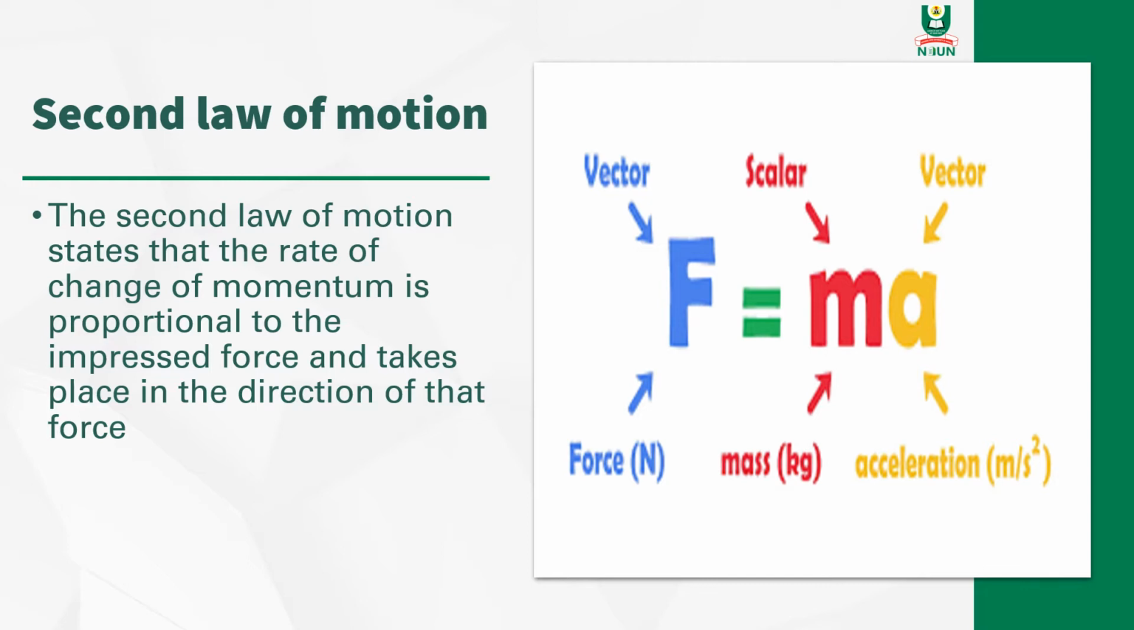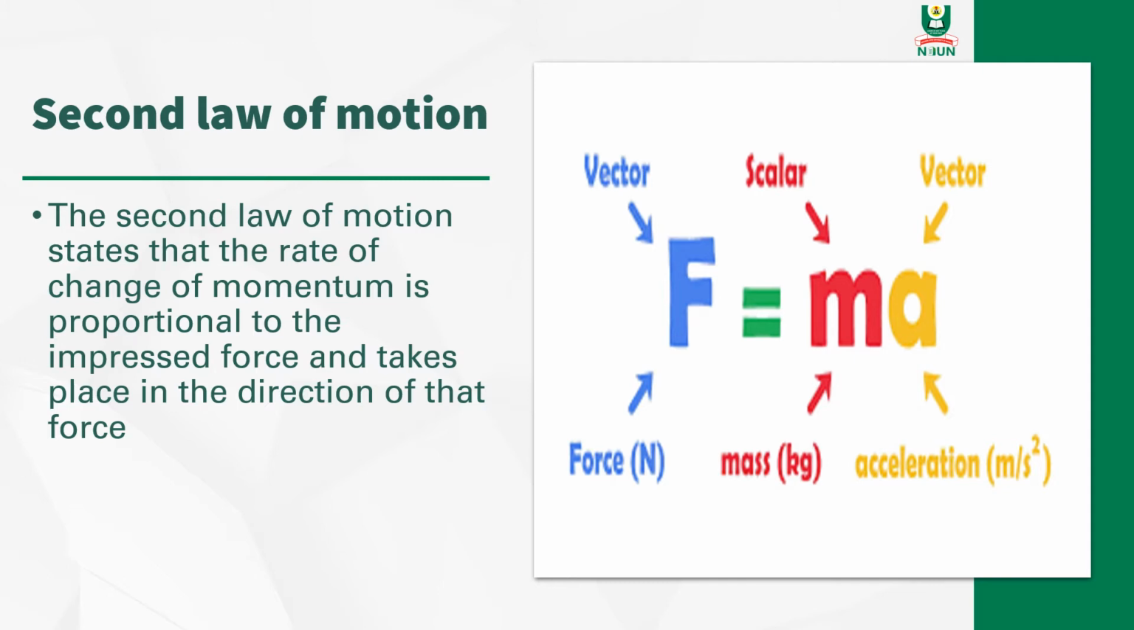So the law is saying that the rate of change of momentum is proportional to the impressed force and takes place in the direction of force. If you look at my screen, I have force is equal to mass times acceleration. And you remember in the last lesson, I taught you that acceleration is change in velocity all over time. So you will now follow.